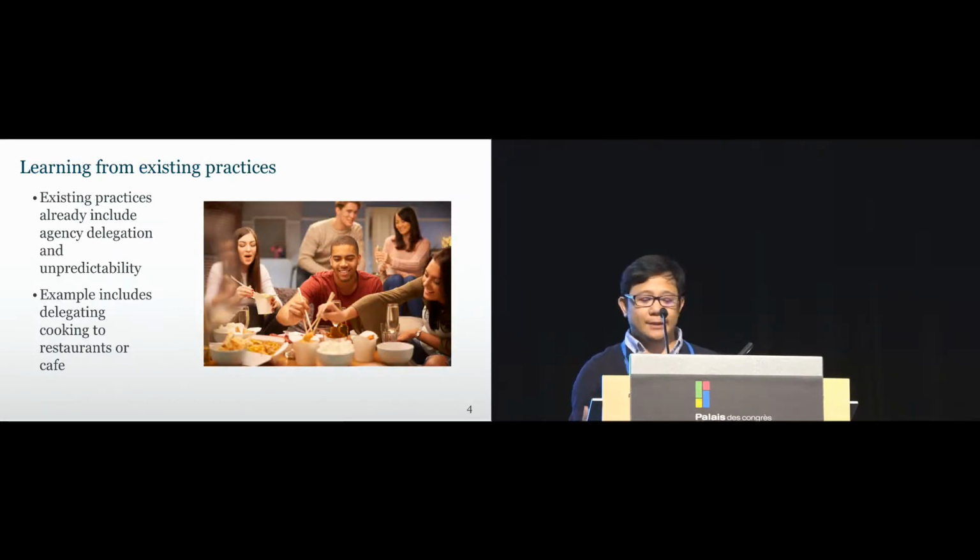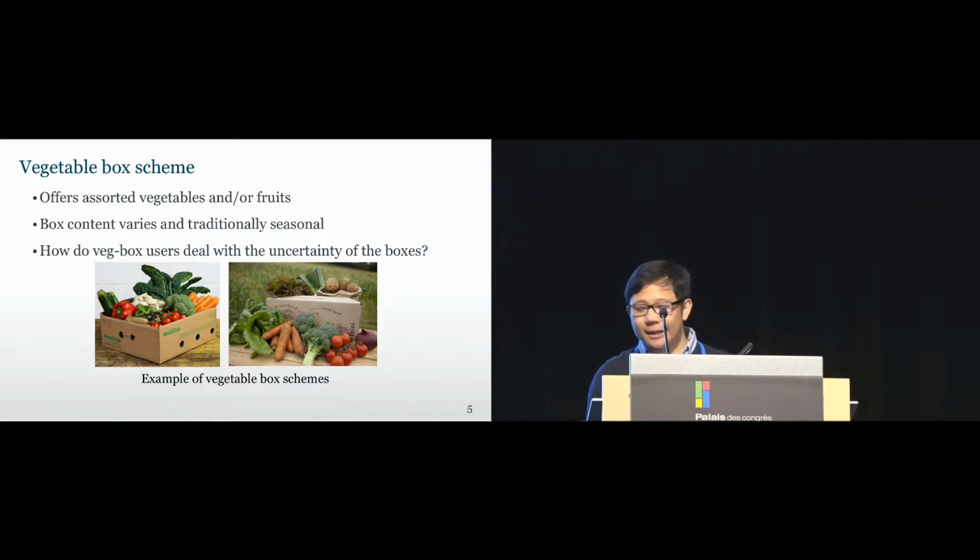And to inform this design challenge, we wanted to learn from existing practices. As humans, we deal with agency delegation and unpredictability in everyday life, even though mostly so far without technology. In particular, a number of our existing food practices already involve some form of agency delegation. For instance, when we get takeaway food or go to a cafe, we delegate cooking to other people. And so we decided to focus on people's usage of VegBox schemes.